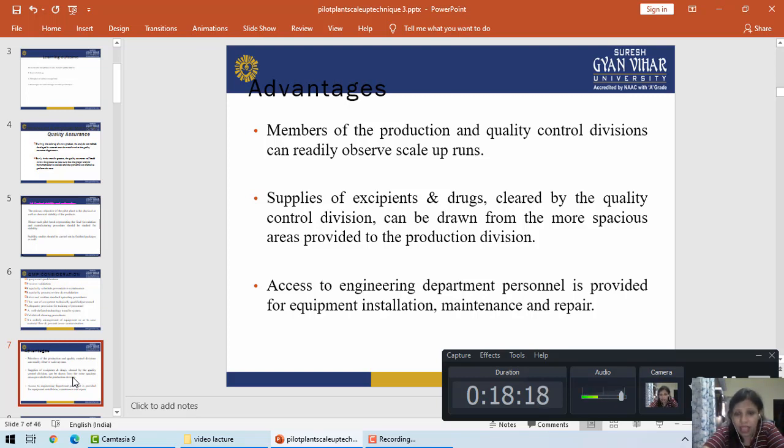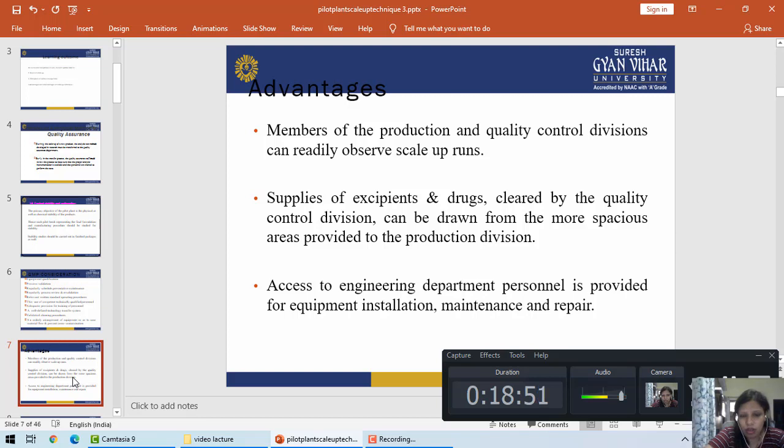Supplies of excipients and drugs cleared by the quality control divisions can be withdrawn from the more spacious areas provided to the production division. So if the proper space is there, you can easily provide the production divisions with the excipients and drugs, as we have discussed that there should be a proper area.